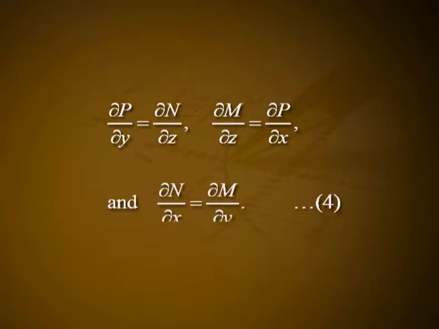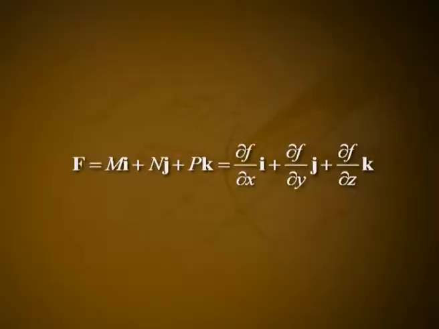Then F is conservative if and only if ∂P/∂y is equal to ∂N/∂z, ∂M/∂z is equal to ∂P/∂x, and ∂N/∂x is equal to ∂M/∂y. Equation number 4. Proof. We show that equation 4 must hold if F is conservative. There is a potential function f such that F is equal to Mi plus Nj plus Pk, which is equal to ∂f/∂x i plus ∂f/∂y j plus ∂f/∂z k.